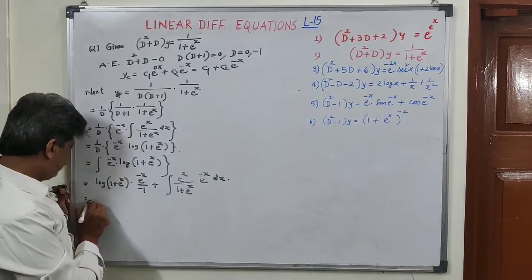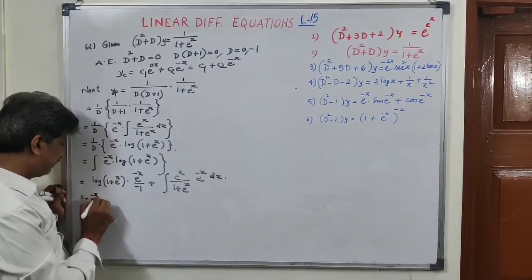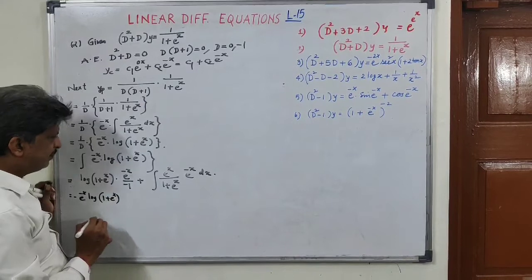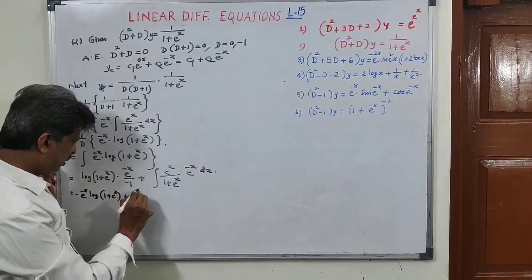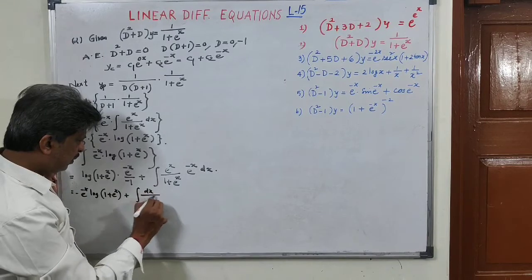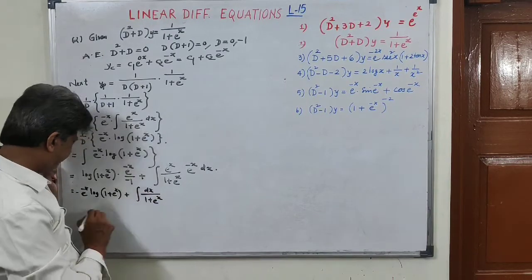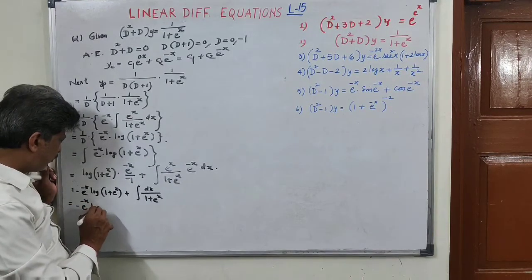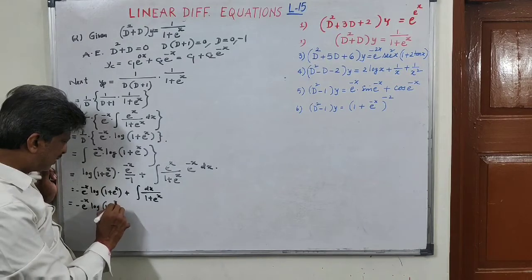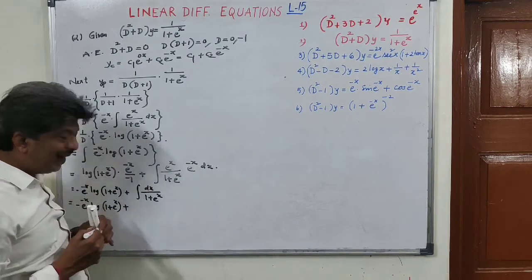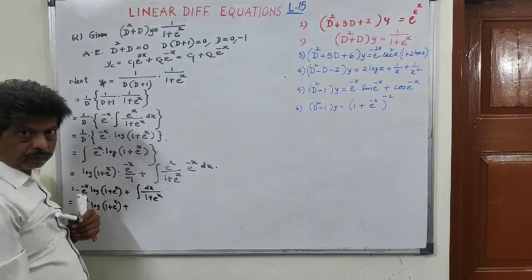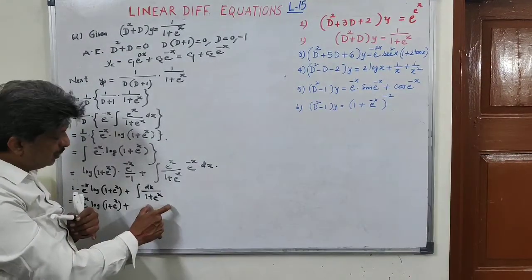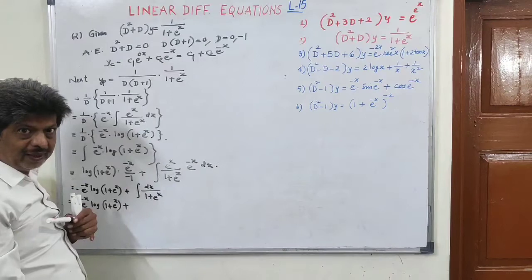So that is equal to minus e raised to power minus x into log of 1 plus e power x plus integral dx upon 1 plus e power x. That is further equal to minus e raised to power minus x log of 1 plus e power x plus. Now how to integrate this? This is a very famous integral. Such types of examples do occur in 11th, 12th standard.